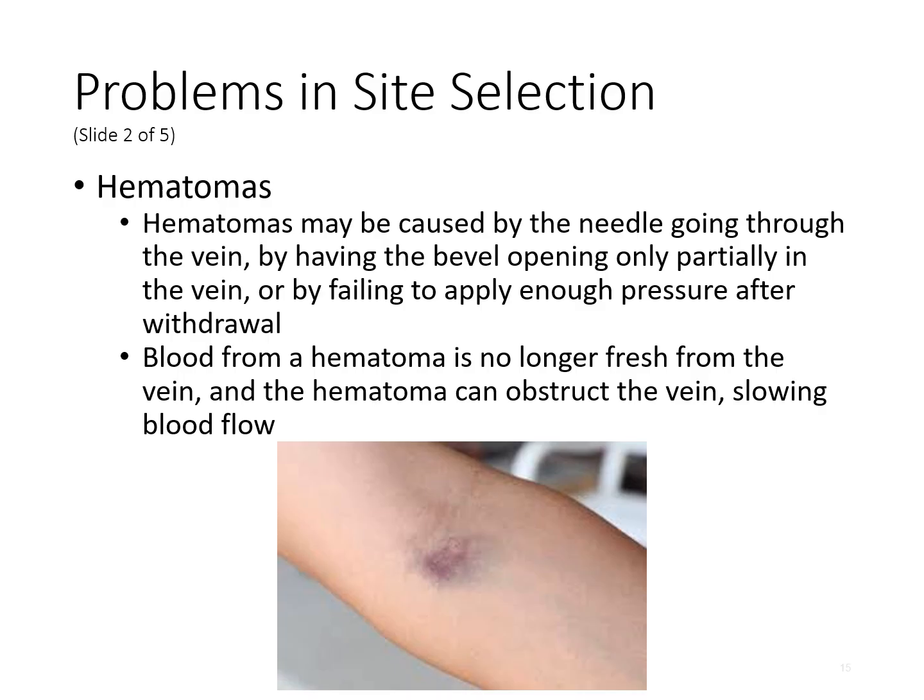Hematomas are another issue that you could run into when drawing blood. Hematomas may be caused by the needle going through the vein, by having that bevel opening only partially in the vein, so it's in the vein but not all the way, so the blood is kind of coming out, or by failing to apply enough pressure after you have removed the needle. Blood from a hematoma is no longer fresh from the vein, so the hematoma may obstruct the vein and might slow the blood flow.